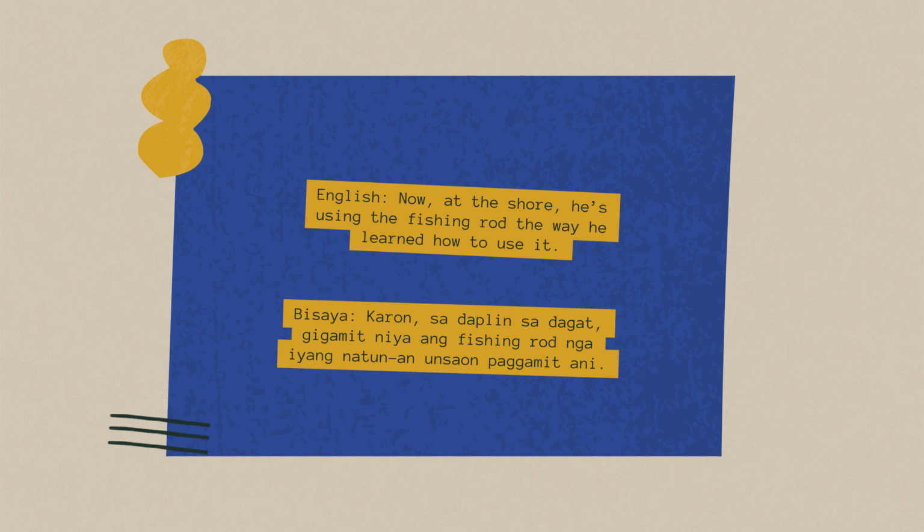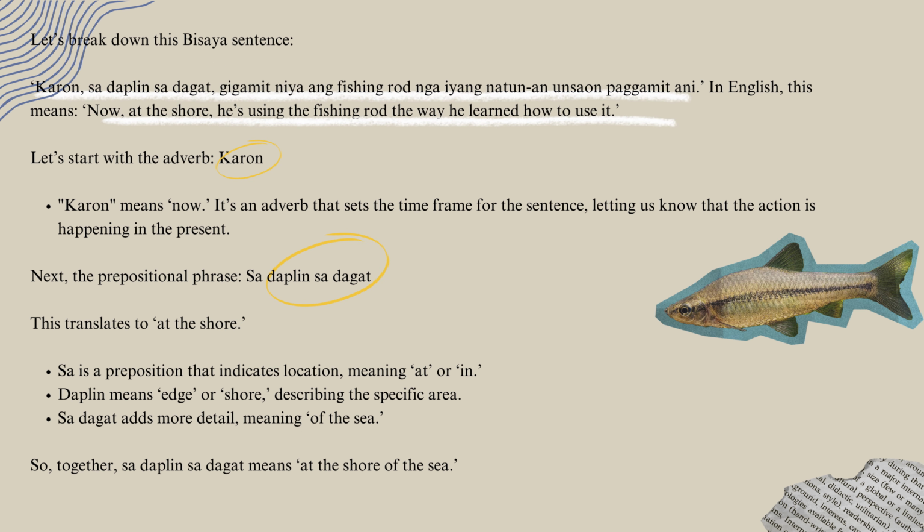Now, let's take a look at this next clip. If I could describe what is happening here, I would say, now, at the shore, he's using the fishing rod the way he learned how to use it. Now, in Bisaya, this translates to karon, sa daplin sa dagat, gigamit niya ang fishing rod nga iyang natunan unsaon paggamit ani. Now, let's break down this Bisaya sentence.